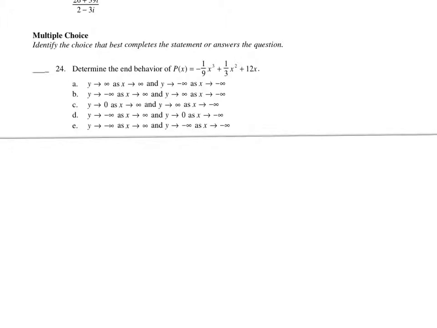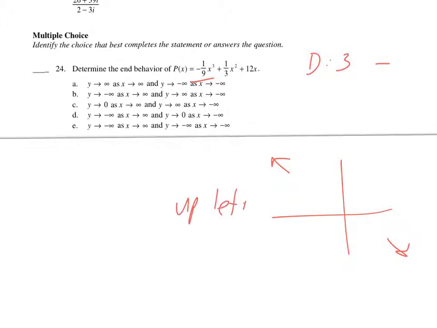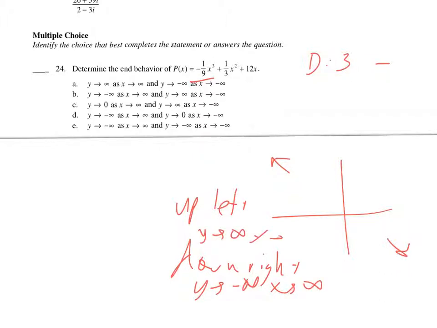All right, next up we got some end behavior here. So I see that since this is in standard form, we just look at the biggest degree, or the biggest power, and that tells us it's degree 3, and it is negative. So it'll be going like this. So it's up and to the left, and then down and to the right. So this means that y being negative infinity goes with x being positive infinity, and y being positive infinity goes with x being negative infinity.